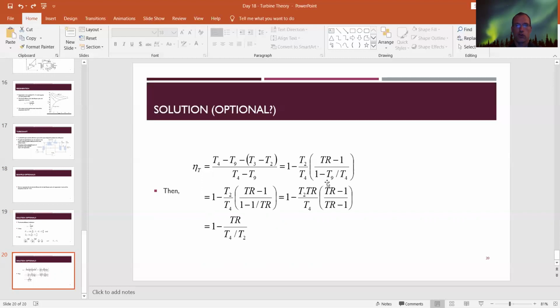And then going back to my temperature relationships, T9 over T4 is the same thing as T3 over T2, which is the temperature ratio. Got that backwards. T9 over T4 was T2 over T3, so it's 1 over the temperature ratio. And now what I want to do is multiply the bottom and top by the temperature ratio to get rid of this compound fraction down here. So multiplying the bottom by the temperature ratio, I get temperature ratio minus 1, which is the same as the top. So I'm left with T2 over T4 times the temperature ratio. This guy cancels out. And so another way to write that: 1 minus the temperature ratio times these two values I know, T2 over T4.